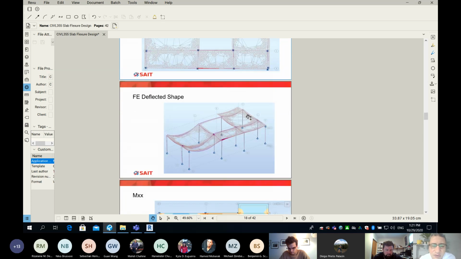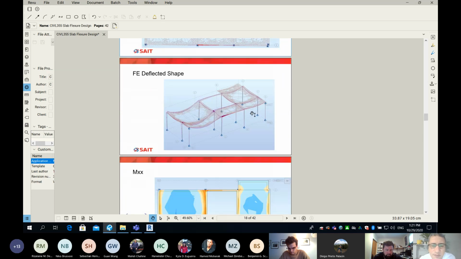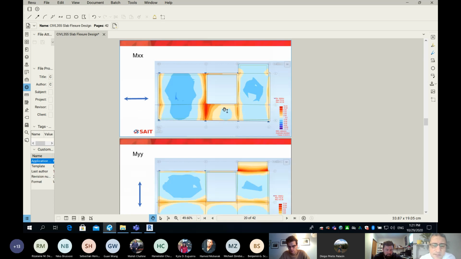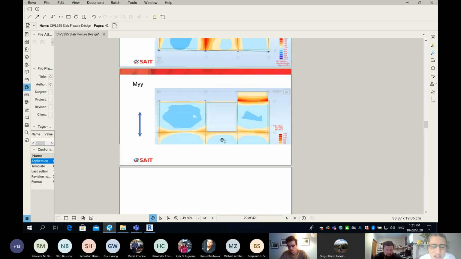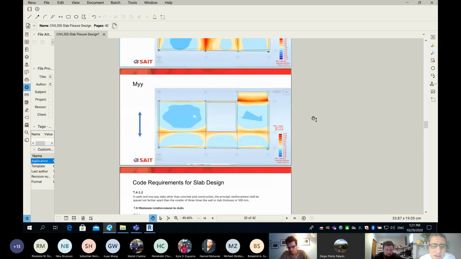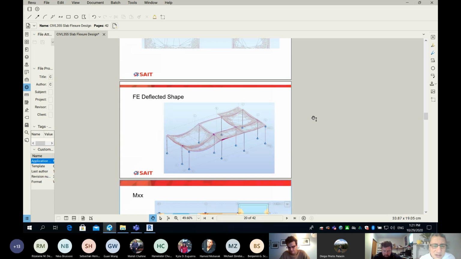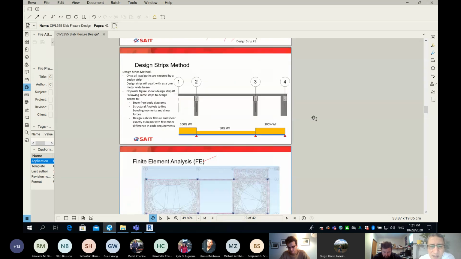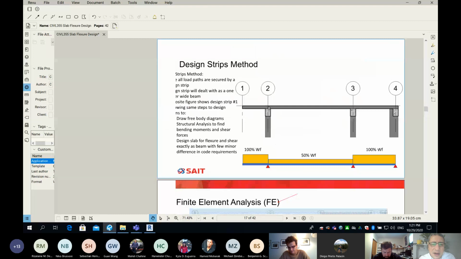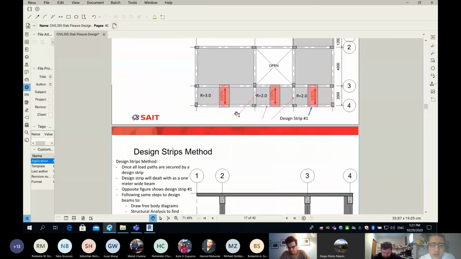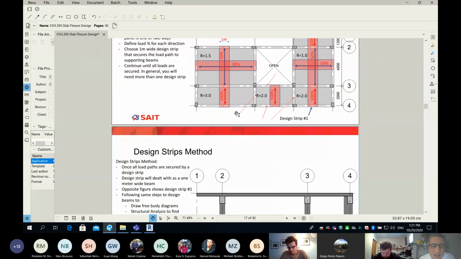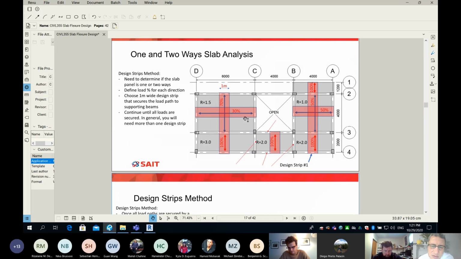I give you a few snapshots here. This picture is the deformation. This picture is the moment in the x direction, and this is the moment in the y direction. This is more complicated, and way beyond the discussion in our class. But if you continue to university, they will teach you more about finite element methods. Okay, so how are we going to find the moments in our slab?